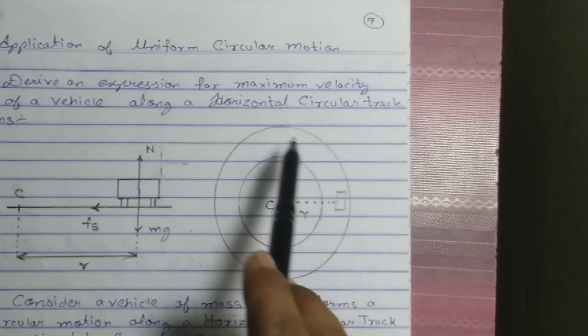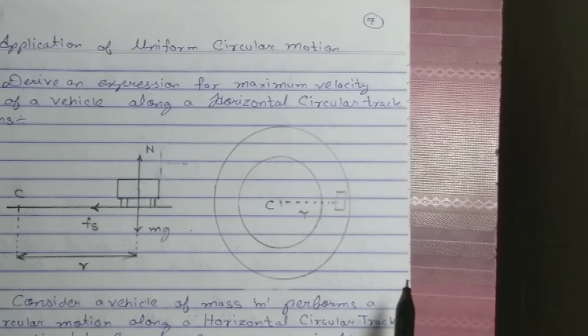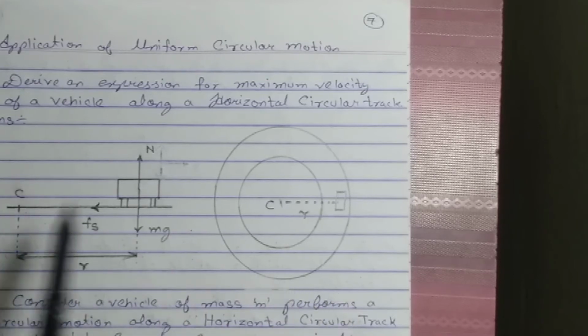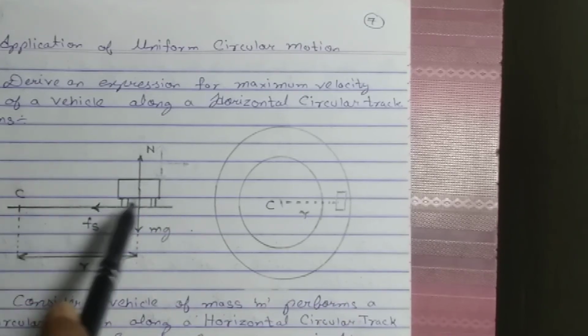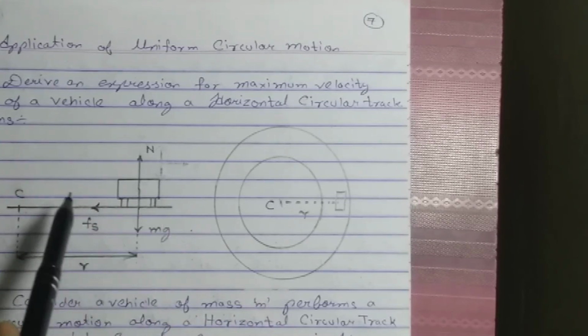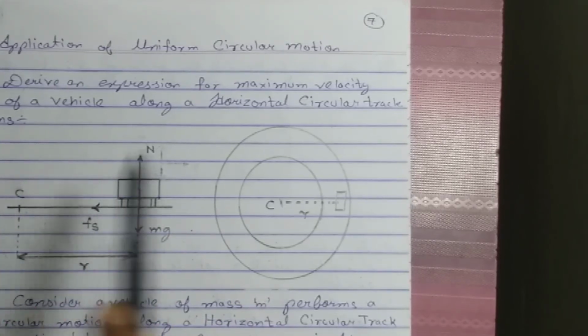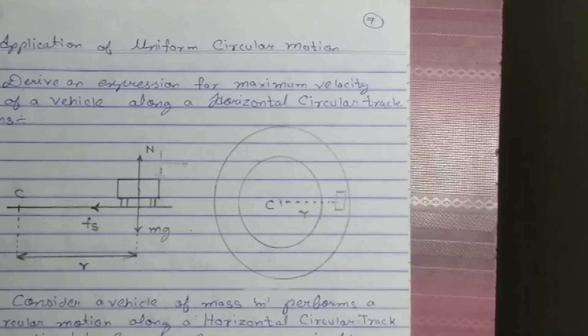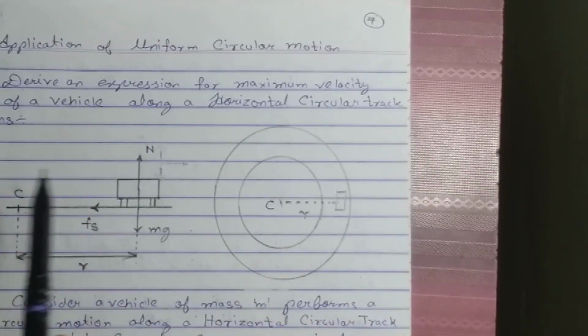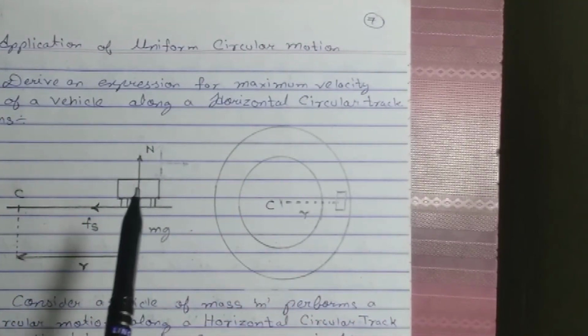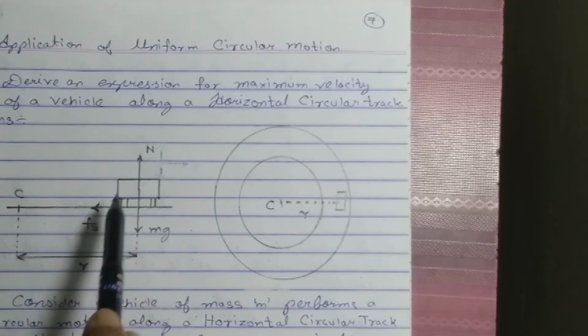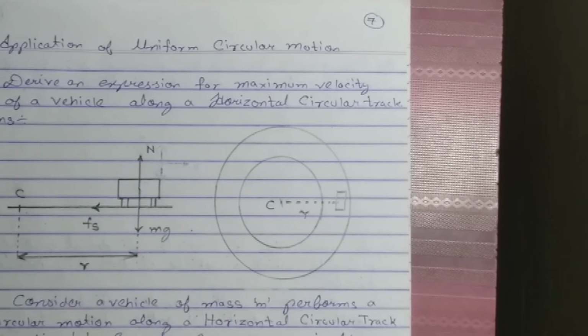When the car is moving along the circular track, one more force is acting along the horizontal direction, towards the center. That force is called friction. This friction force is very necessary to avoid outward slipping and skidding of the vehicle. If this friction were not there, the car would slide. Indirectly, friction helps us move a vehicle along the circular track.